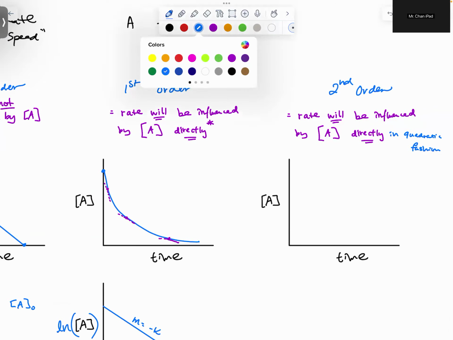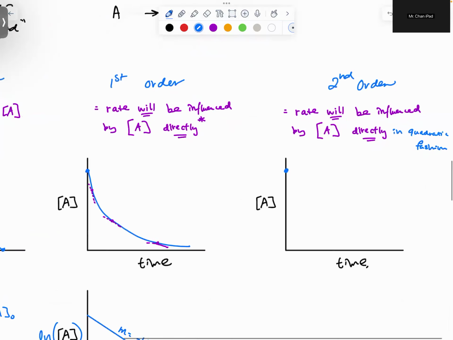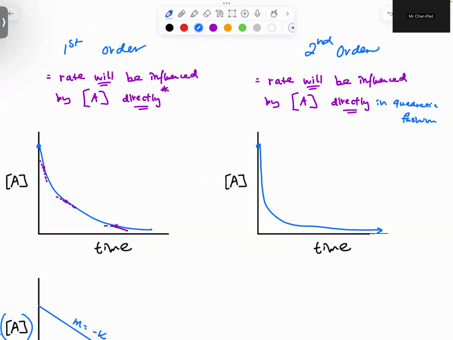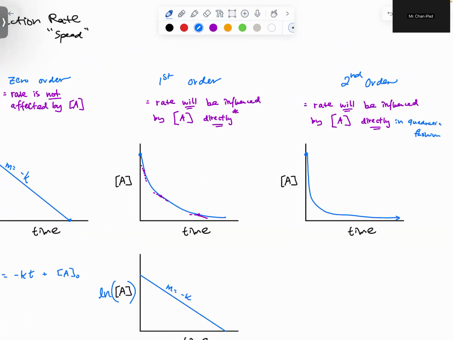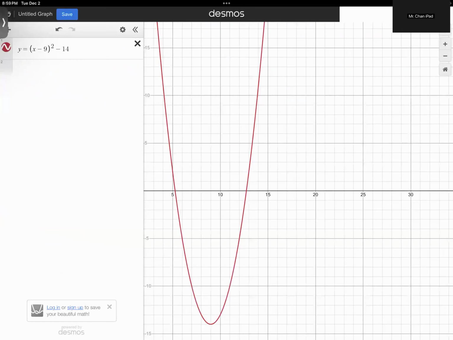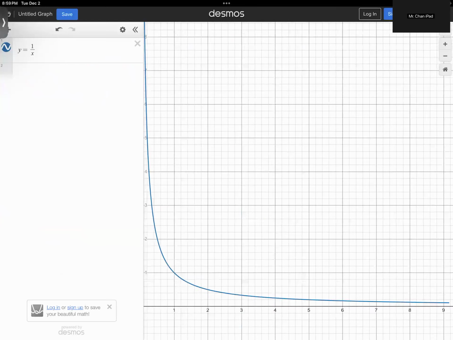And the resulting graph is going to be like this. Oh, sorry. Let me draw it better. Okay. So what kind of graph does it resemble? It resembles y equals 1 over x, like this.